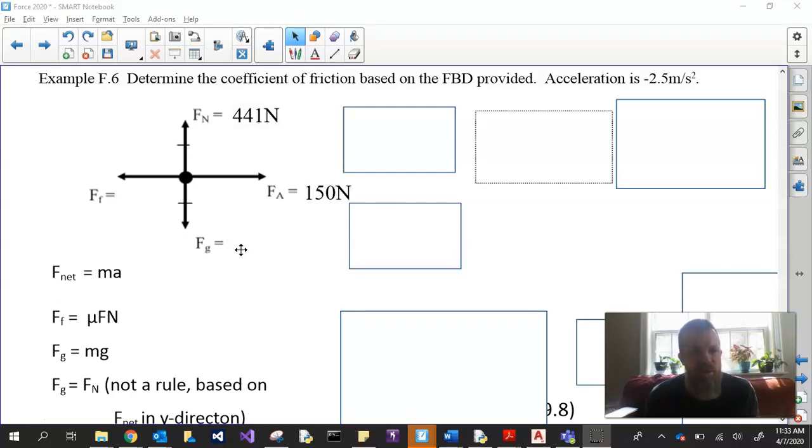You always have some piece of information, but you're missing others. So it's kind of like a big puzzle. So in this question, you got the free body diagram already drawn. It's given to you. If not, you have to draw the free body diagram. I've given you normal force and I've given you the applied force.